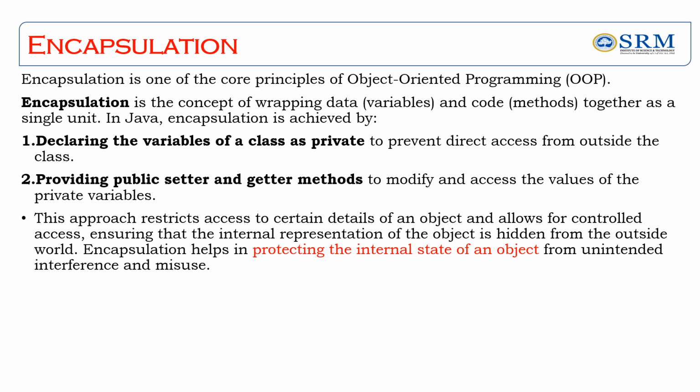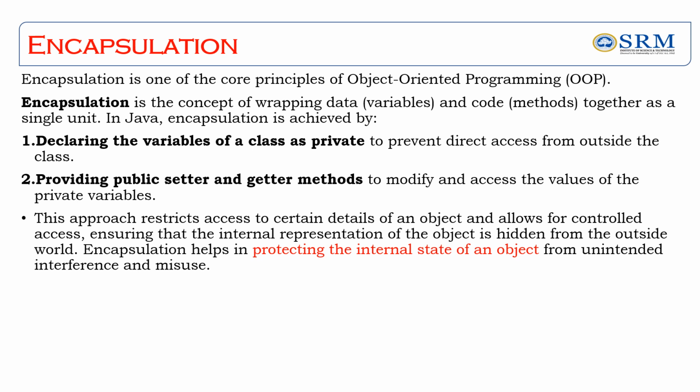You have to declare the variables of your class as private first. So encapsulation is achieved by declaring the variables of your class as private. And second, you have to provide public setter and getter methods for modifying and accessing the value of the private variables. So if you are studying the encapsulation concept, then in code you have to declare a few variables.